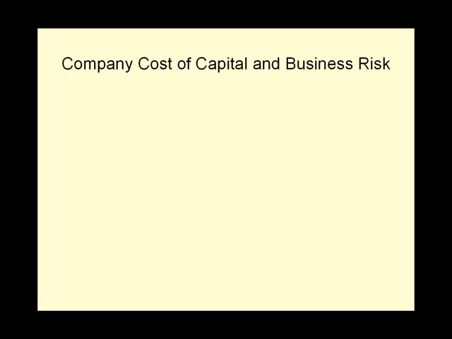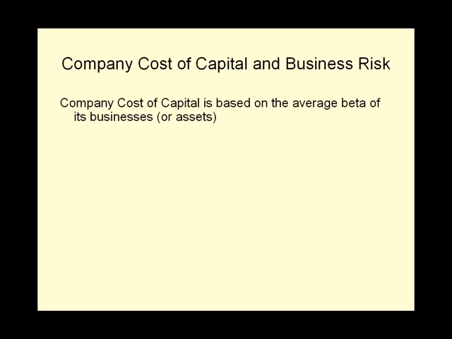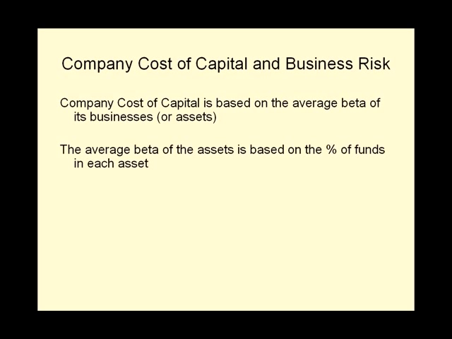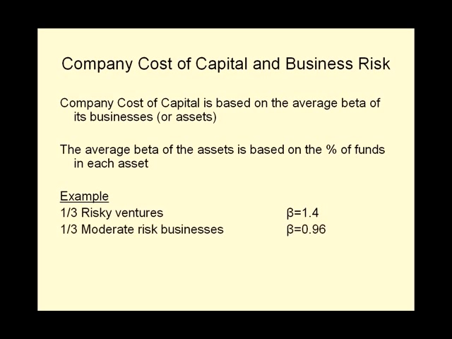As noted, company cost of capital depends on business risk. That is, the company cost of capital is based on the average beta of its businesses or assets. The average beta of assets is based on the percentage of the funds of the firm that are invested in each asset type. So let's take an example of a firm with three types of assets: assets in risky ventures, assets in moderate risk ventures, and assets in low risk investments.